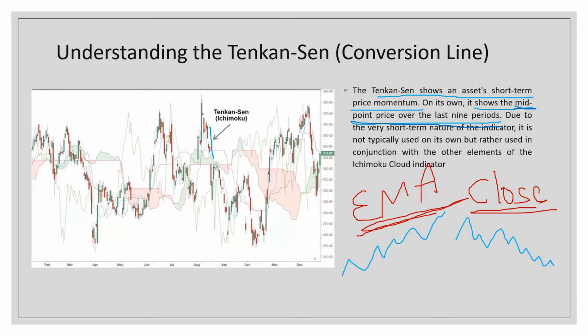Due to the very short-term nature of this indicator, it is not typically used on its own. That means you cannot use this conversion line in isolation and decide whether the market is bullish or bearish. Don't make this mistake. This just tells us the recent momentum of the price action, and we have to use other confluences with it. So this was our conversion line.